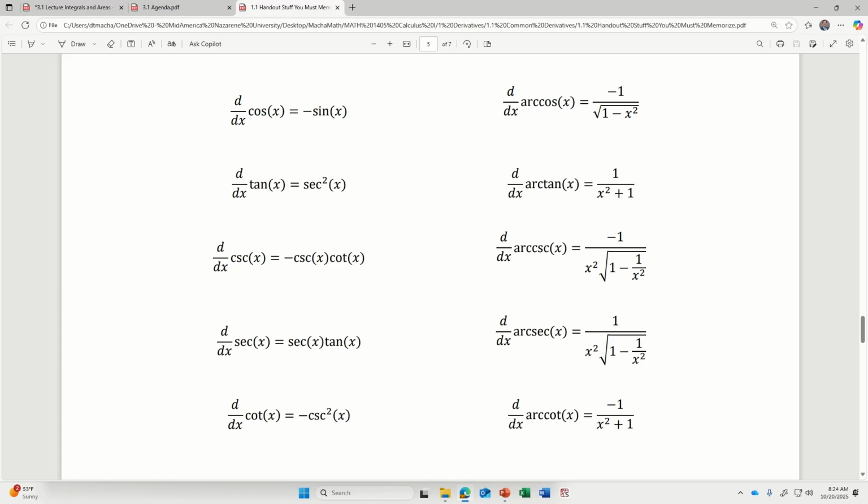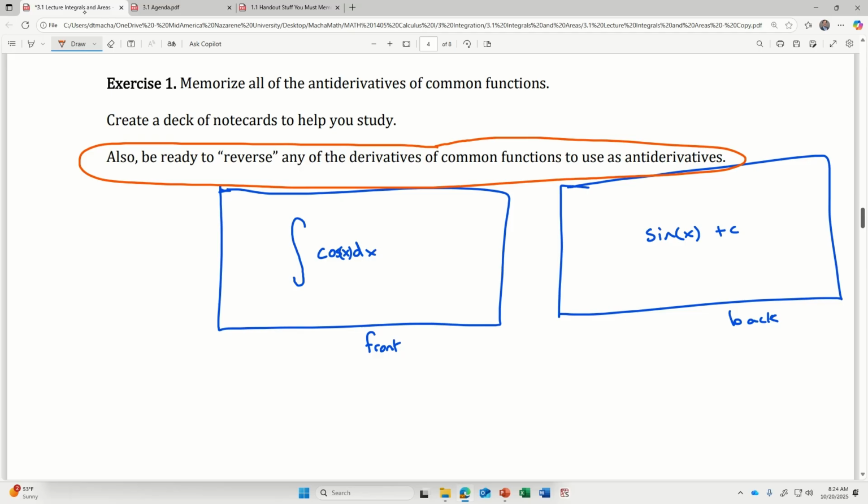So also, I should be able to ask you any questions about the derivatives on this page, and you should be able to tell me the antiderivative, you know, moving from the right side of the equation to the left side of the equation, in other words. So keep that in mind too.